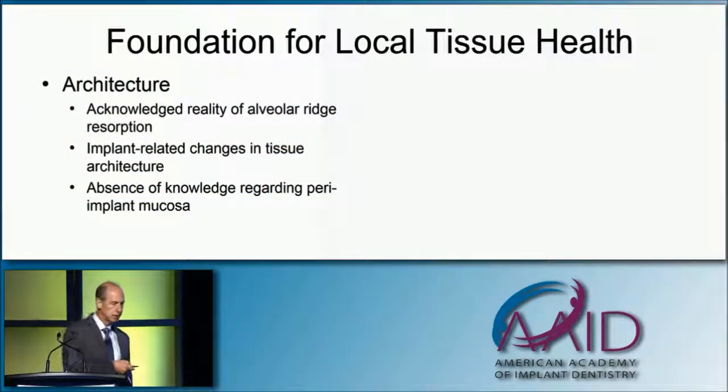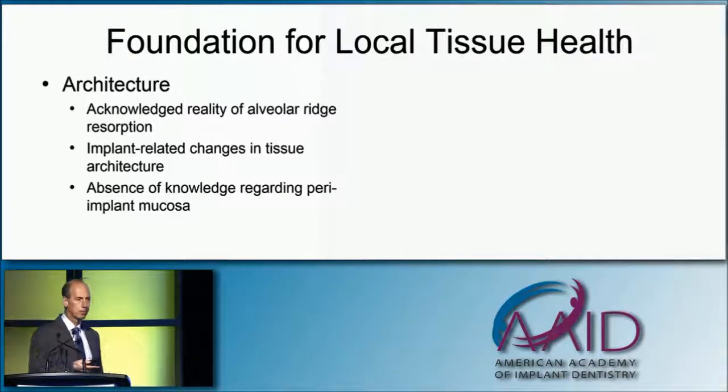What this means is that despite all technology, there is an architecture or a foundation for local tissue health. And the architecture is really acknowledging the reality of alveolar ridge resorption, acknowledging that ridges don't get better when we place implants, that there are implant-related changes in tissue architecture that our lab has measured. For example, we now know that even healed ridges show resorption after implants are placed in the apical half of a dental implant. And then we have very little knowledge regarding peri-implant mucosa healing. And we still do not know how to improve that outcome, and we still do not know how to predict the outcomes above the level of bone.